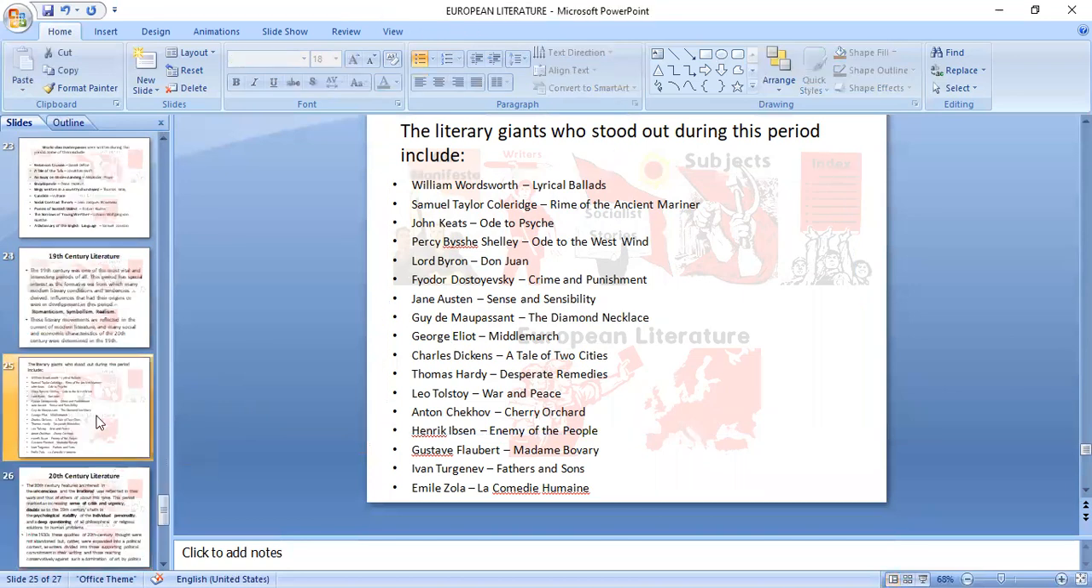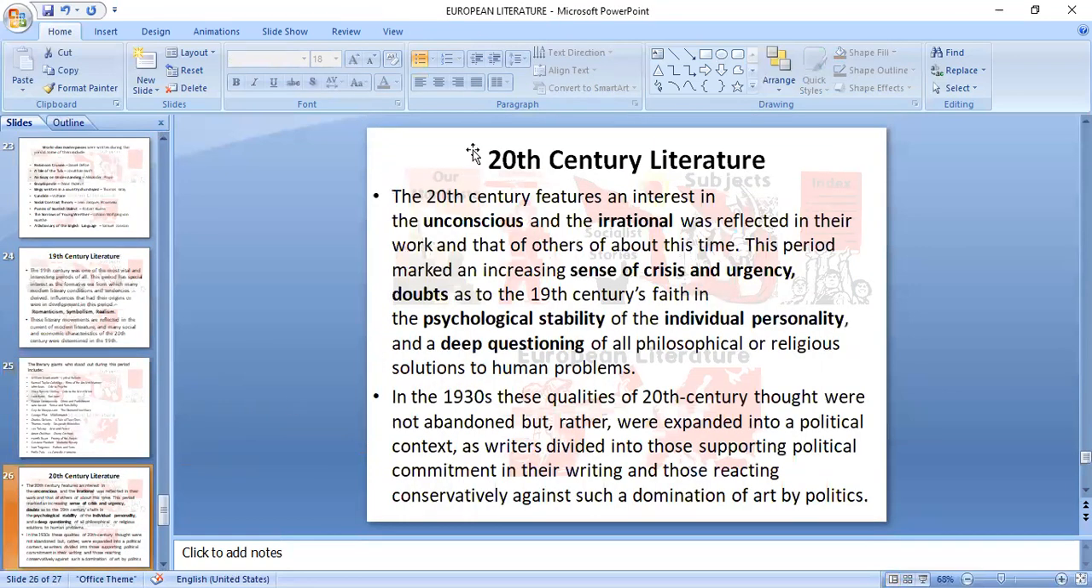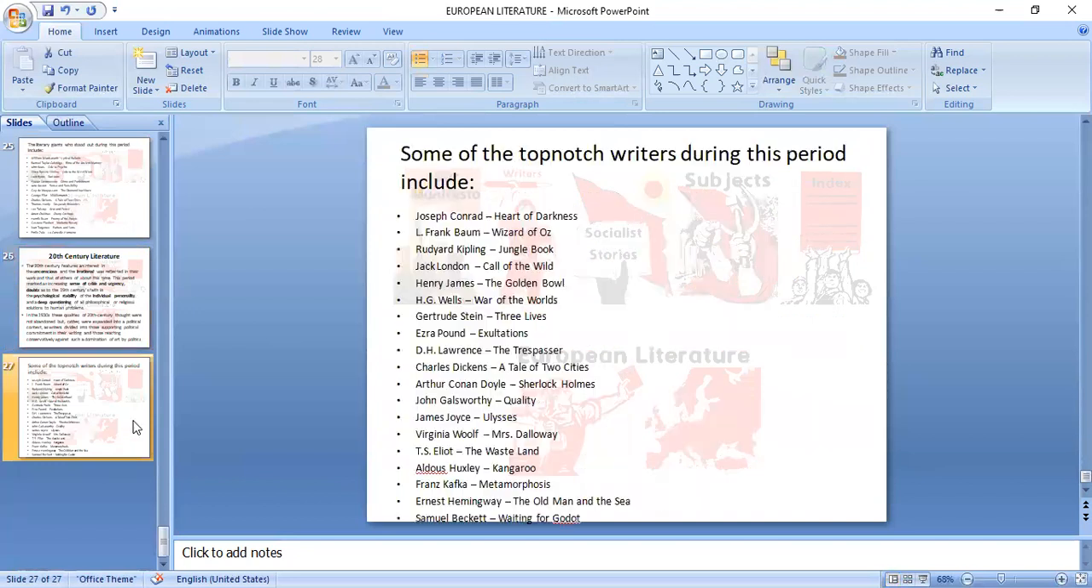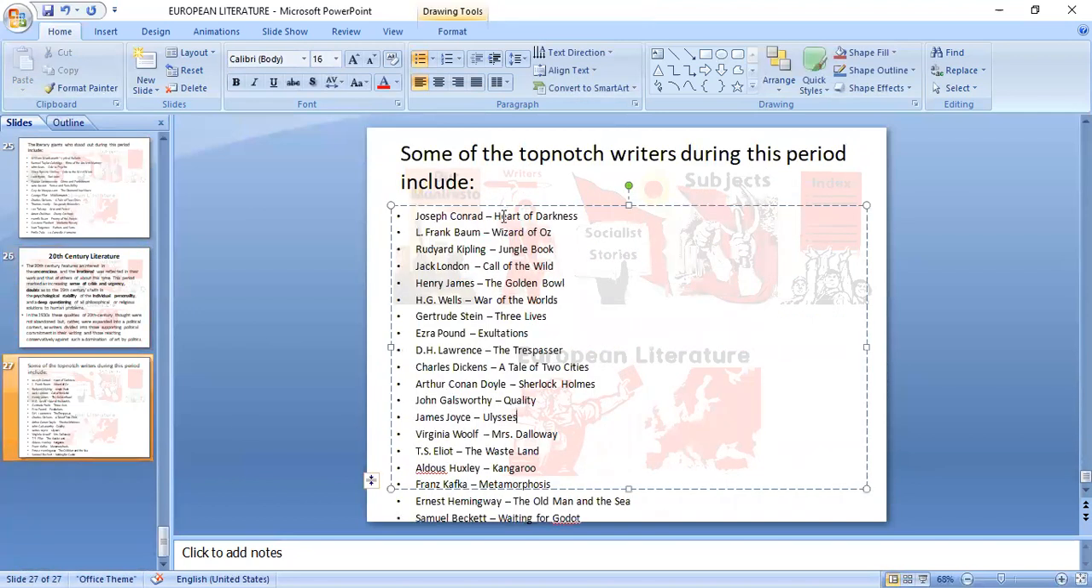And for the 20th century, let's have a simple definition: the 20th century is about unconsciousness and irrationality. And the literary works are these, the ones at the end: Heart of Darkness, The Wizard of Oz, The Jungle Book, Rudyard Kipling, everything.